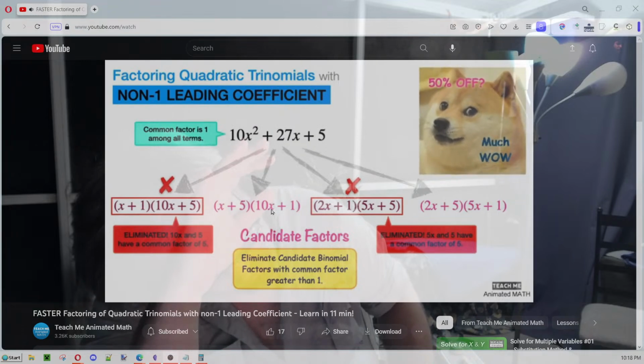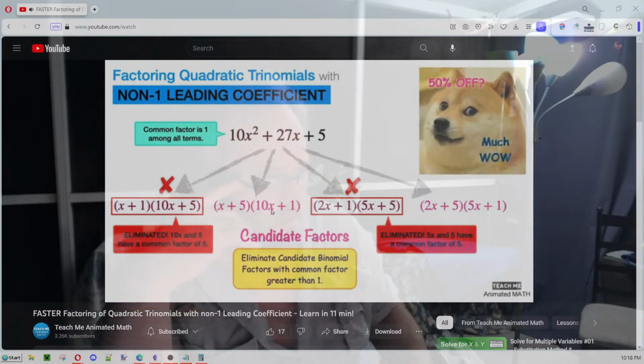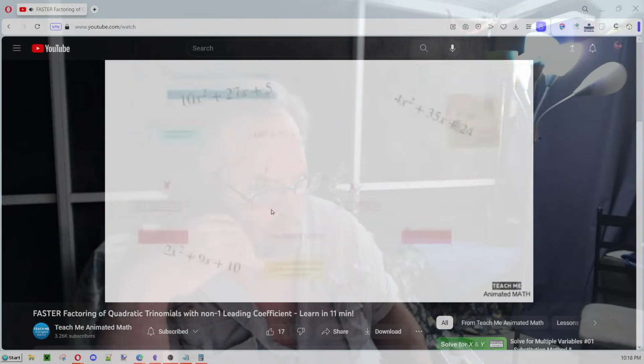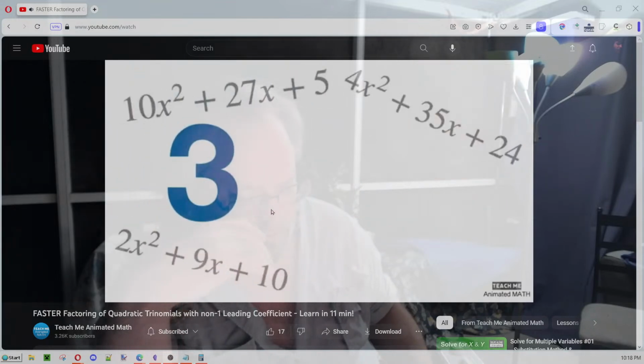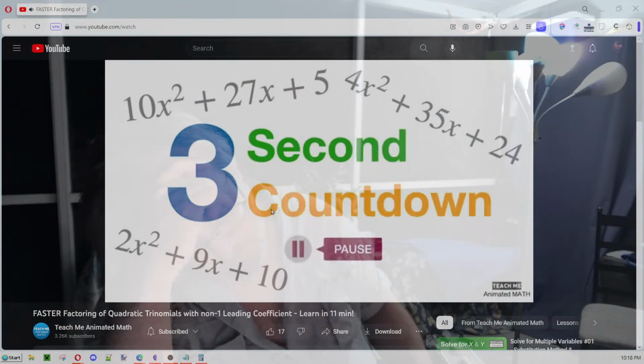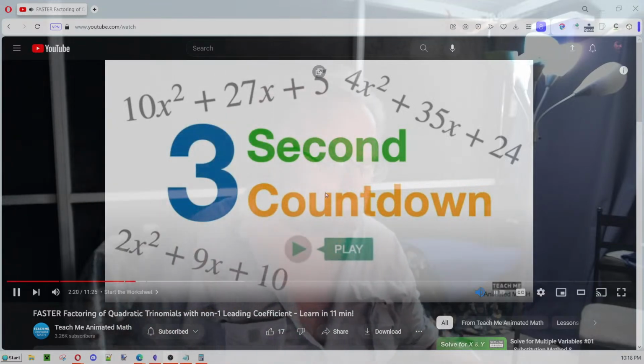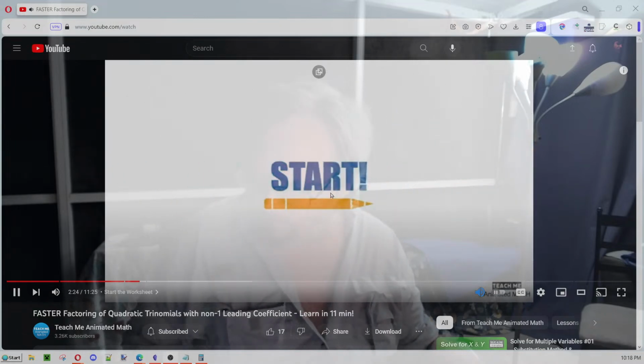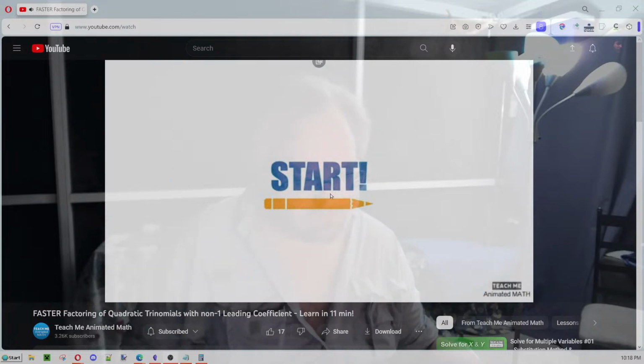Don't worry if you can't imagine how to apply the concept at this point, because I will show it to you step by step. So on we go. There will be a 3-second countdown before I start solving each problem. You can pause the video to solve it on your own first, and then continue playing the video to see if you're correct. Alright, let's learn the faster way to factor quadratic trinomials with non-one leading coefficient.